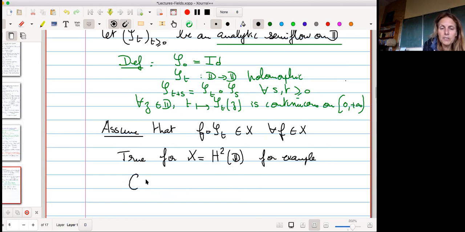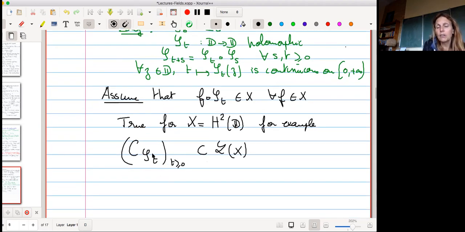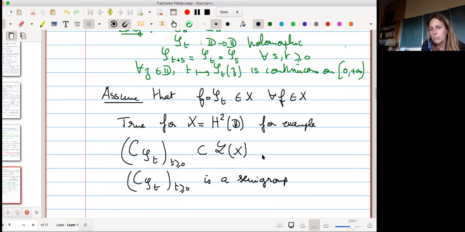And then when you have a semiflow, you can consider C phi t. It happens that, because we have taken a Banach space which embeds continuously in the Fréchet space, and because f composed with phi t is in X for f in X, using the closed graph theorem, it is automatic that C phi t is linear and bounded. And automatically, because we have a semiflow, C phi t is a semigroup for any Banach space with our property.